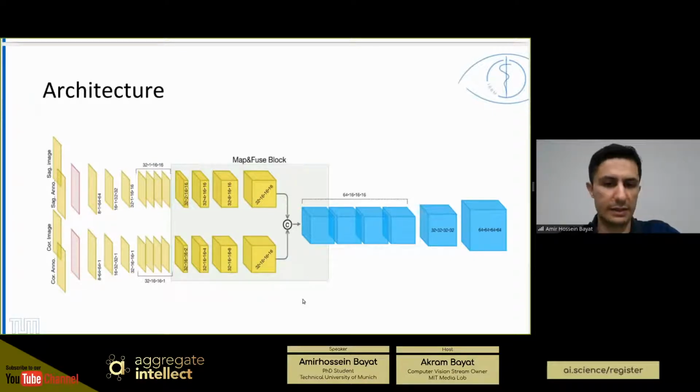And after that, we have the map and fuse block, which is reconstructing the missing dimension for each of the views. And finally, as I mentioned earlier, they are going to be concatenated channel-wise and fed to the decoder.